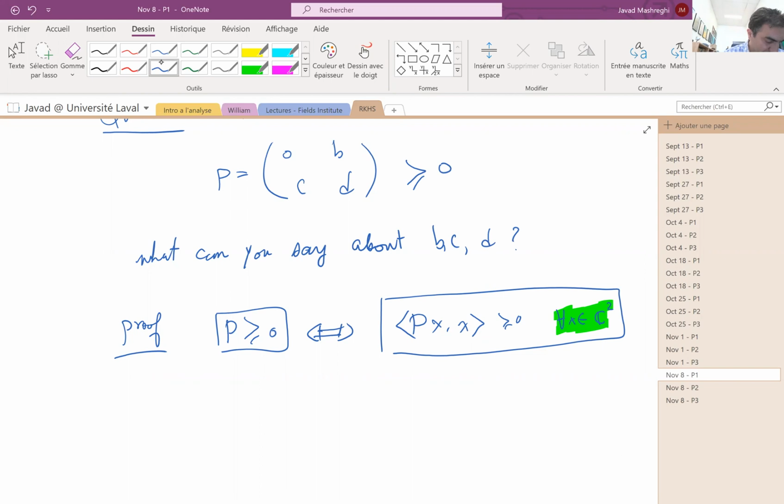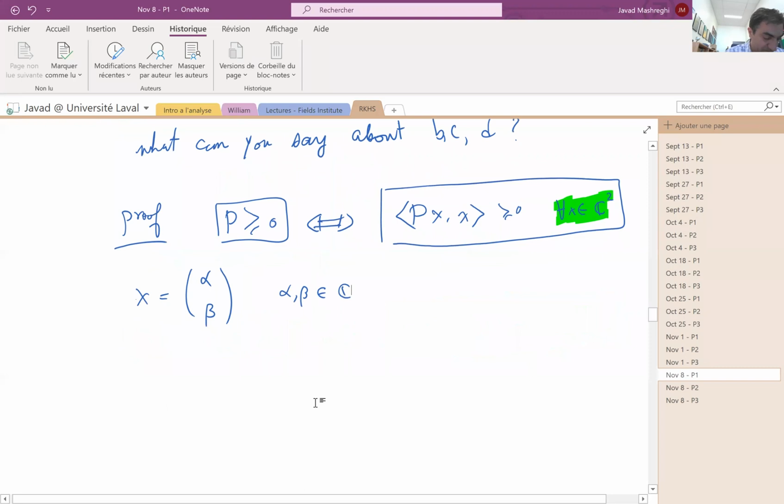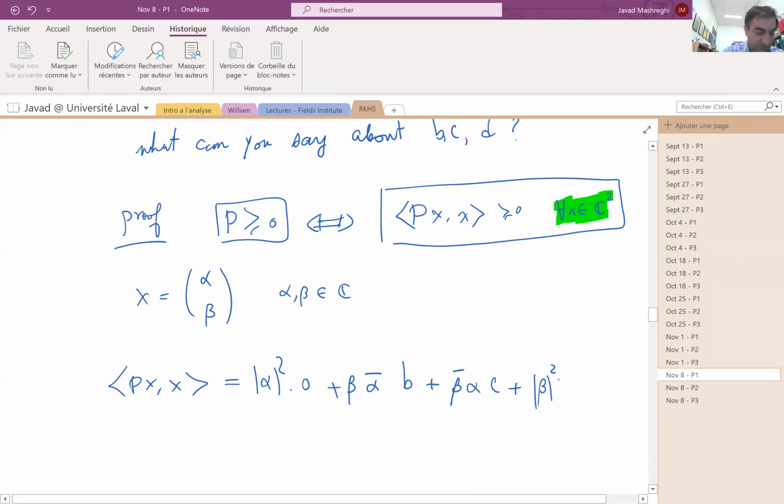And now we choose a general x in C2, of the form alpha and beta, where alpha, beta are in C. And then let's see what the inner product of Px with x is. It's not difficult to see that it is alpha squared in modulus times 0, that's the first element, plus beta alpha bar times B plus beta bar alpha times C plus beta squared in modulus times D.